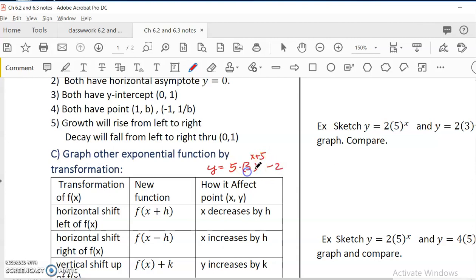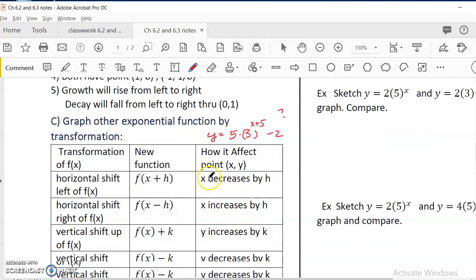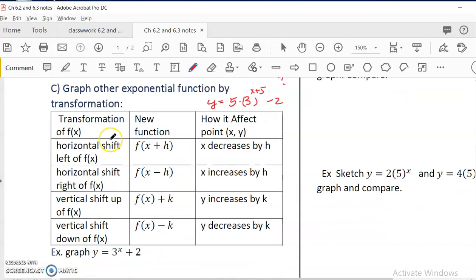So this is an exponential function. Why? There is a base and there is a variable in the exponent. That's sufficient. You can have other numbers inside, plus, minus, but it's still an exponential function. How to graph this? Do we build a table? No. These can be graphed by transformation.